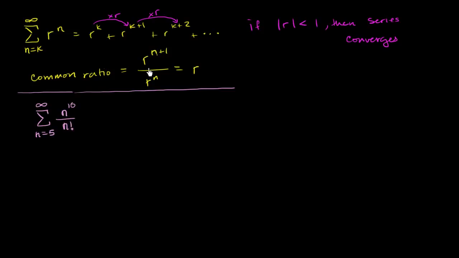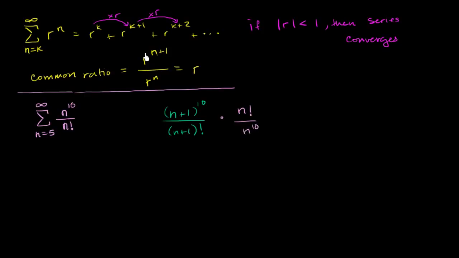And maybe we can use a little bit of our intuition here. Well, let's see if we can come up with a common ratio. So let's take the n plus 1th term, which is going to be n plus 1 to the 10th power over n plus 1 factorial, and divide that by the nth term. So let's divide that by n to the 10th over n factorial. Well, dividing by a fraction, or dividing by anything, is equivalent to multiplying by its reciprocal. So let's just multiply by the reciprocal, so times n factorial over n to the 10th.